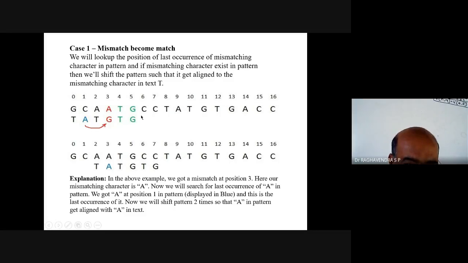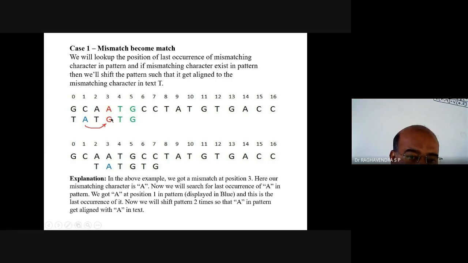G will be the last character of the pattern, and this will be compared with the text. There is a match, no problem. Now we go to the second character. We scan from right to left. We go to the second character from the right of the pattern, and once again we compare this character with the character aligned in the text. Is there a match? Yes, there is a match. Once again, if there is a match, we scan towards the left of the pattern.